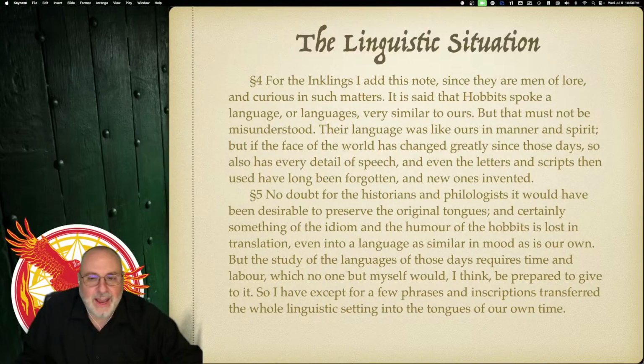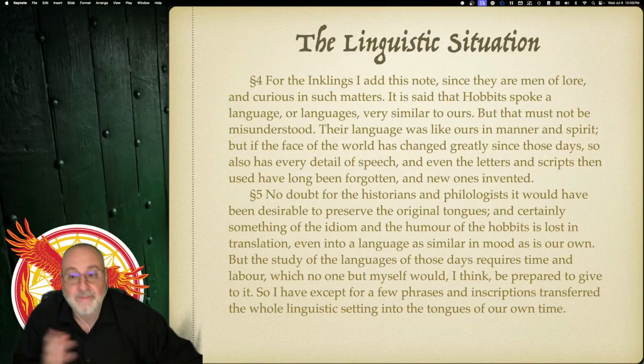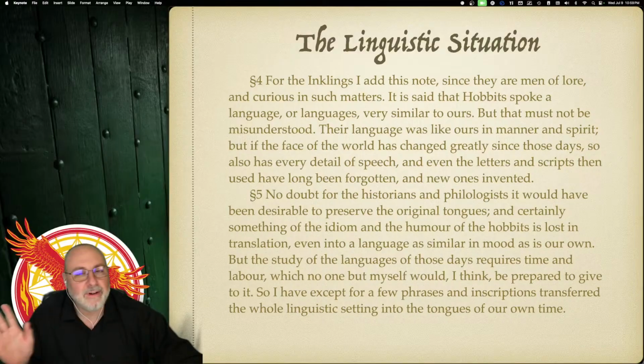And so, like I said, I think I know Tolkien well enough to know what he means by this. I just don't know language well enough to be able to nod sagely and be like, oh, yes, Tolkien, I know exactly what you mean by that. I don't know what he means by that. I've never experienced it. But I believe him.